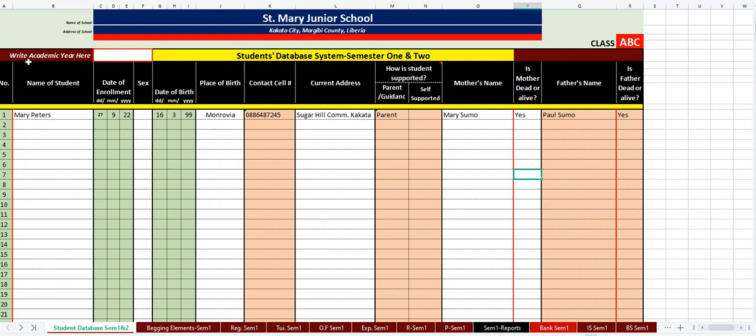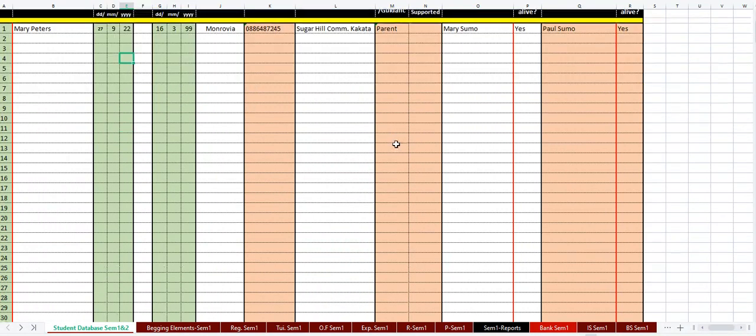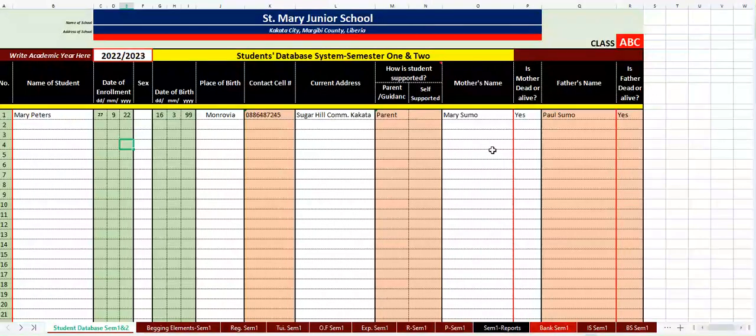That's an academic year. So the academic year you can put 2022, 2023, let's say 2023, maybe the academic year. So you can put it in that way, and the class also will be here in the ABC. Fine. So that's how you fill in this thing.